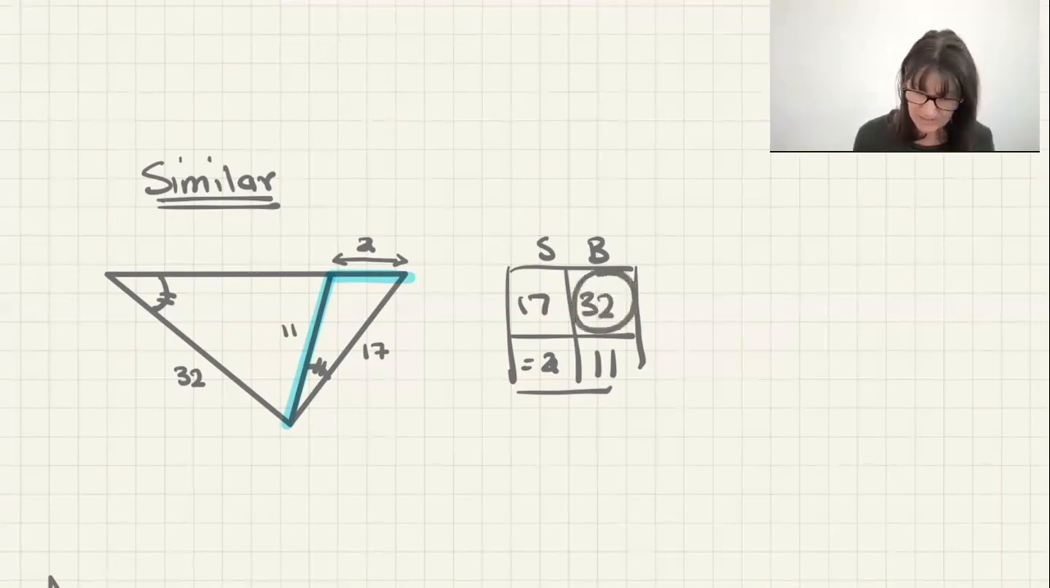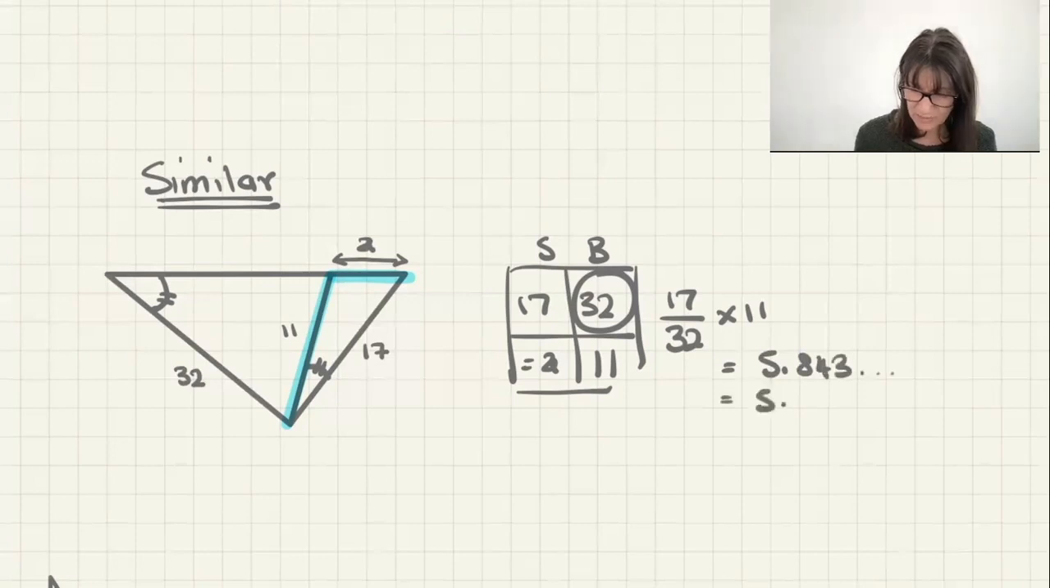32 is my trapped number, so that goes on the bottom. I can put the other two in any order I like. Type it into the calculator: 5.843, and to one decimal place, 5.8. So if you got that right, well done.